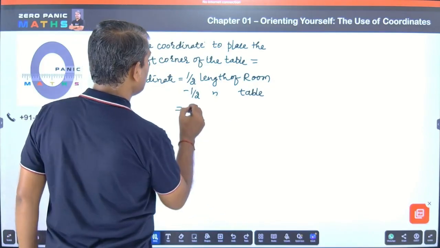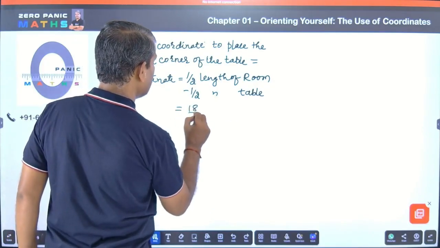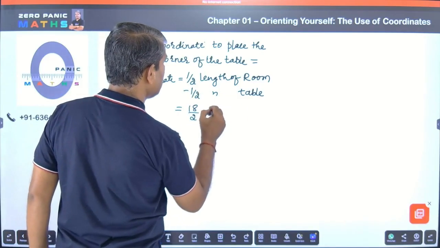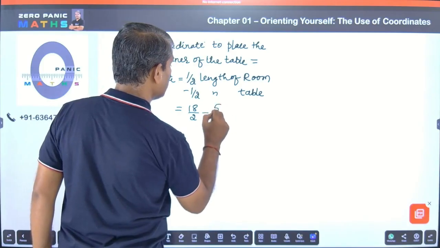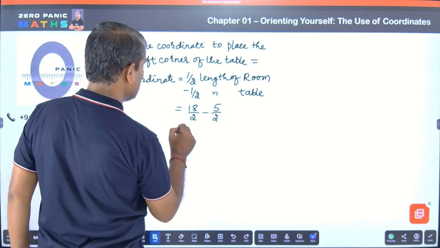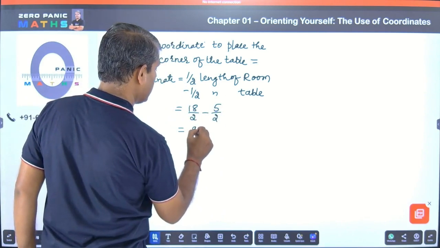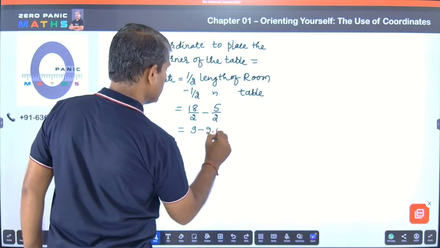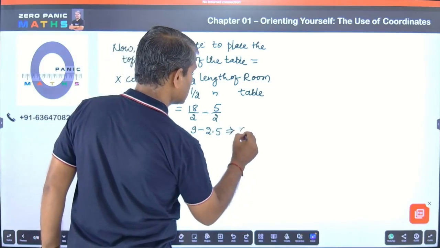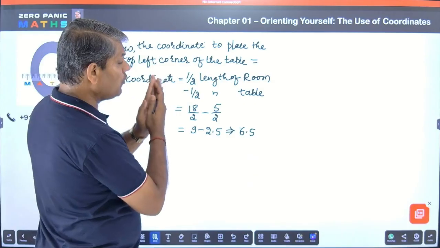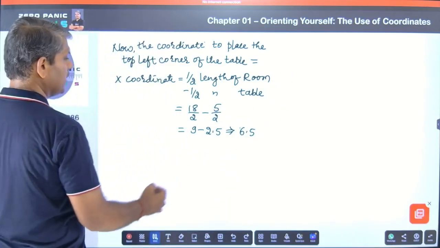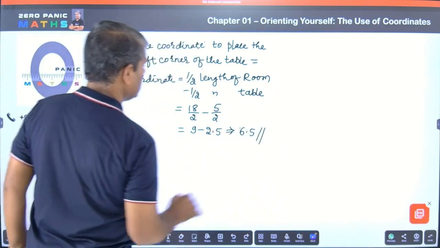So the length of the room is 18 divided by 2, minus half of the table. What is the length of the table? It is 5 by 2, correct. So it is 9 minus 2.5, which is equal to 6.5. Okay, 6.5 feet from the left wall of the room. So let us first identify this.